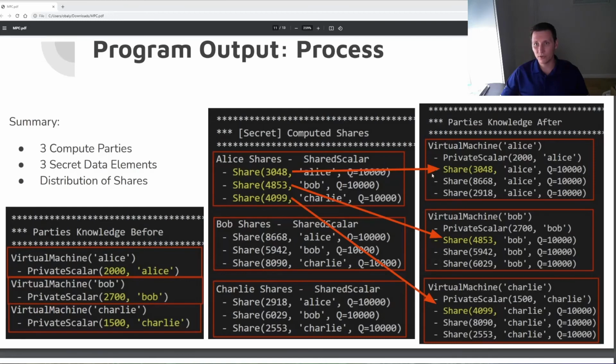These values are scrambled and shared, and the only way the final output can be calculated is by combining all the data from all the participants.